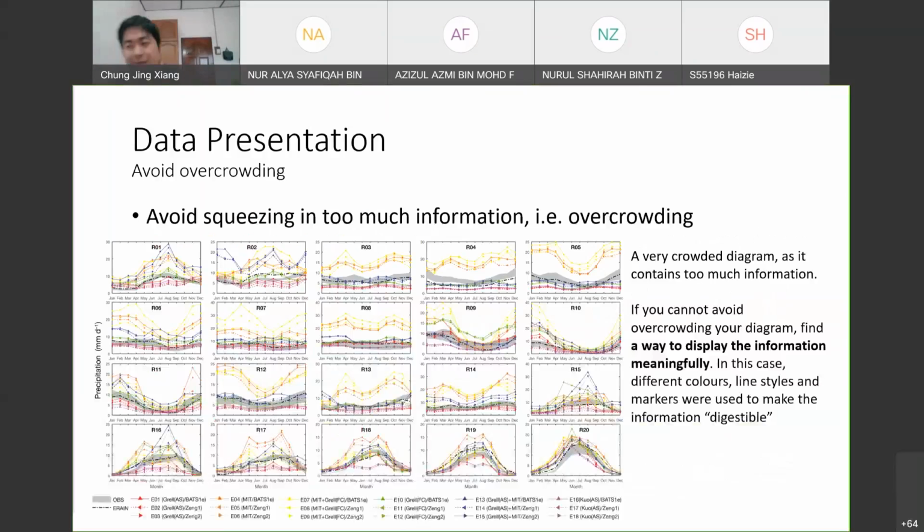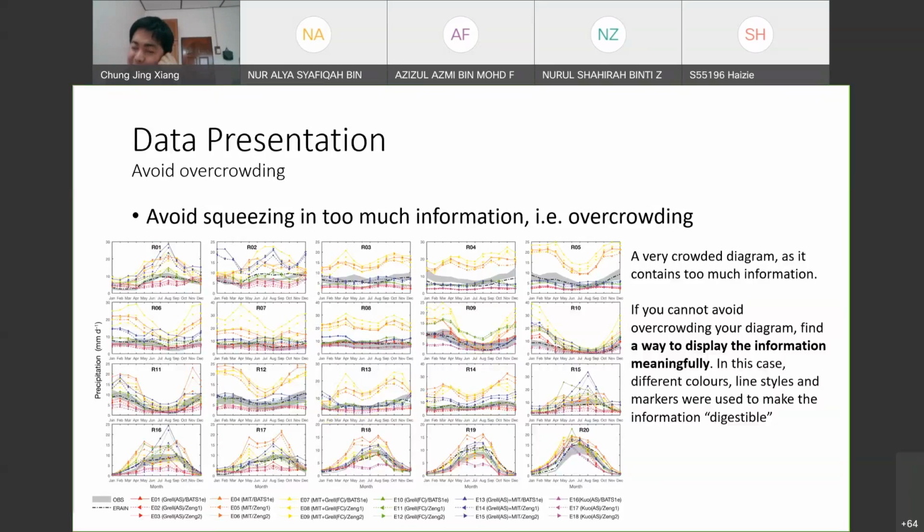Next, we have to avoid overcrowding when you prepare your diagram. Overcrowding means you have too many figures in one page. For example, you can see from here, let's assume you don't see the color, everything is just black and white. There are 20 line graphs, with around 19 lines for each graph.